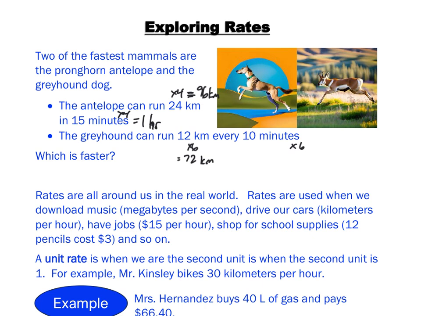Go Greyhound. No. The antelope runs 96 kilometers. So the antelope is faster.